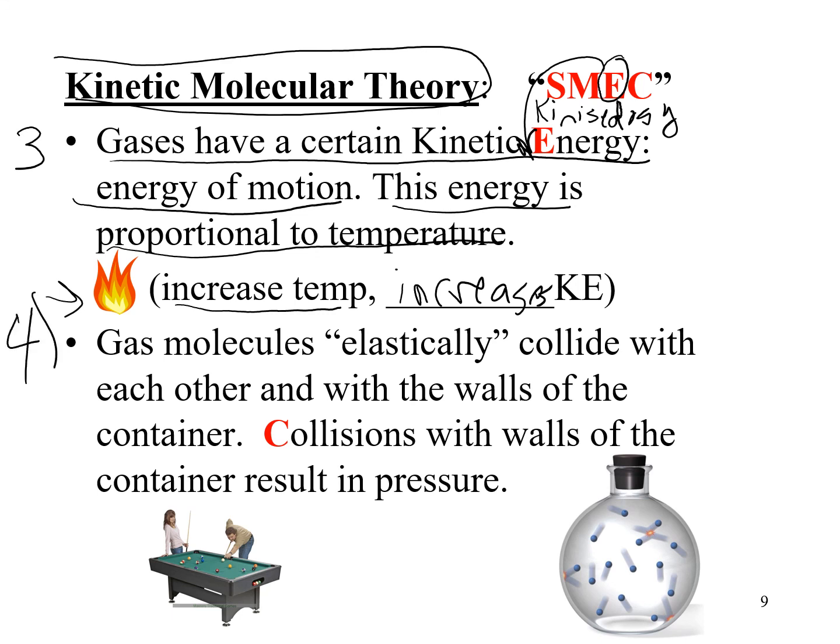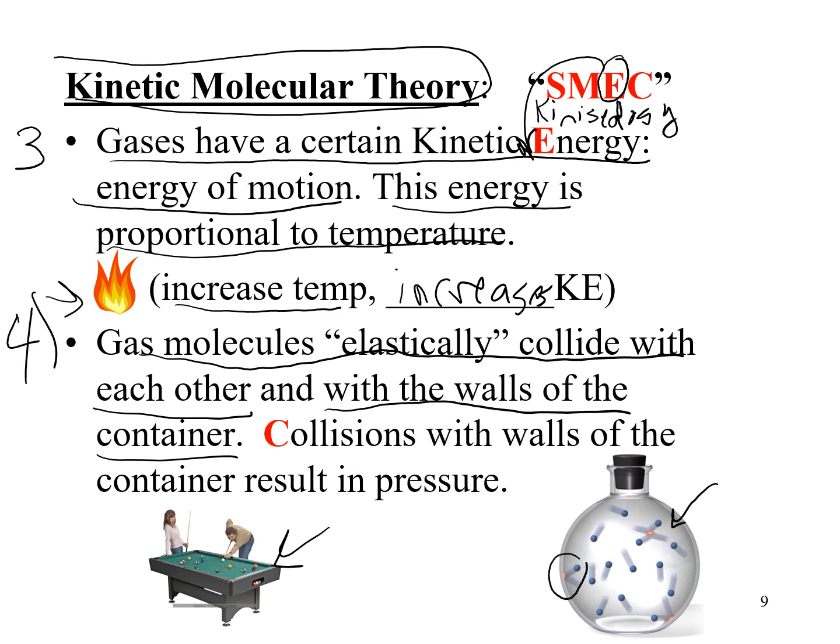The fourth point of the kinetic molecular theory is gas molecules elastically collide with each other. When I say the term elastically, that means the gas molecules hit each other, like in our diagram right here, and they bounce apart. You can think of an analogy as if you were playing pool and your pool balls hit each other, they bounce right apart from each other. That's the same thing that happens with our gas molecules. And the gas molecules can collide with each other and they can collide with the walls of the container, as this one is showing you right here.